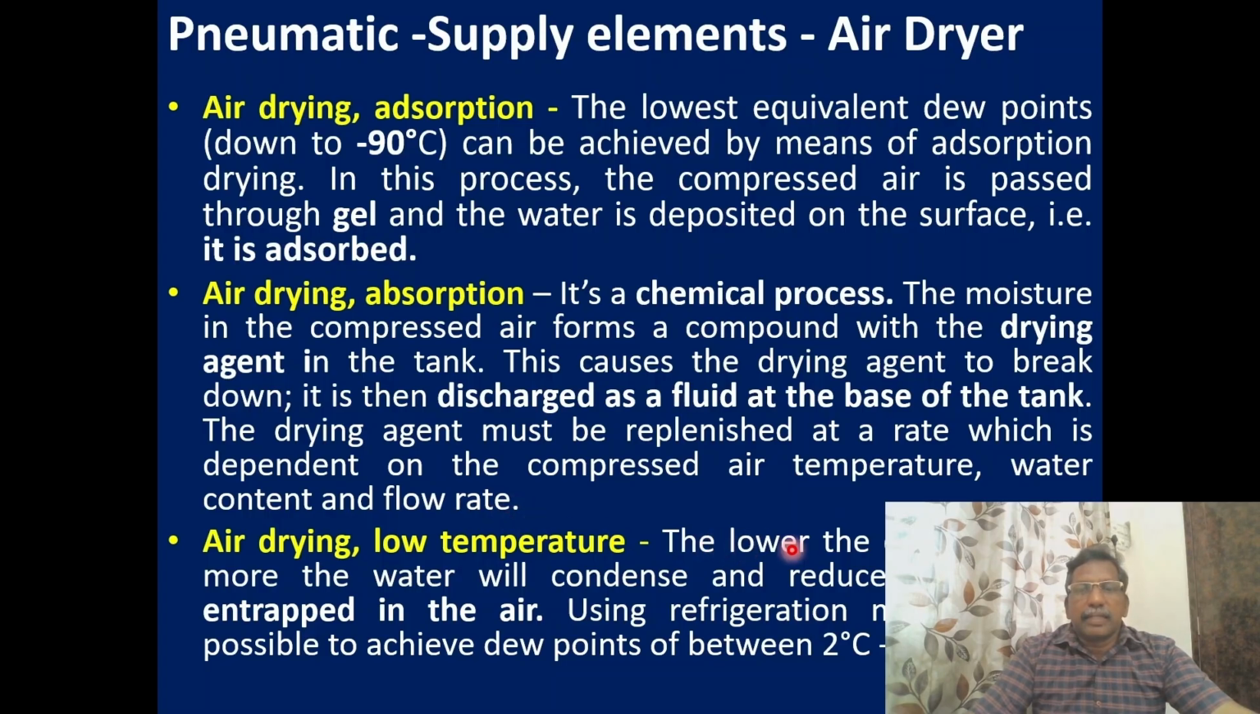The third one is air drying at low temperature. So it's a refrigeration method. If the dew point is lower, the water will condense and reduce the amount entrapped in the air. So the lower the dew point, the more the water will condense. So then we can use the refrigeration method. It is possible to achieve a dew point of between 2 degrees centigrade and 5 degrees centigrade. Okay. So these are the three methods we use in the secondary air processing unit in a compressor: the absorption dryer and the refrigeration dryer.